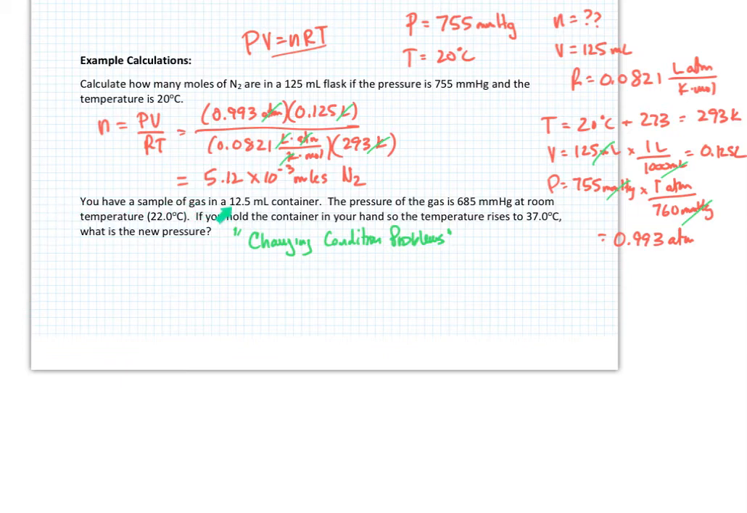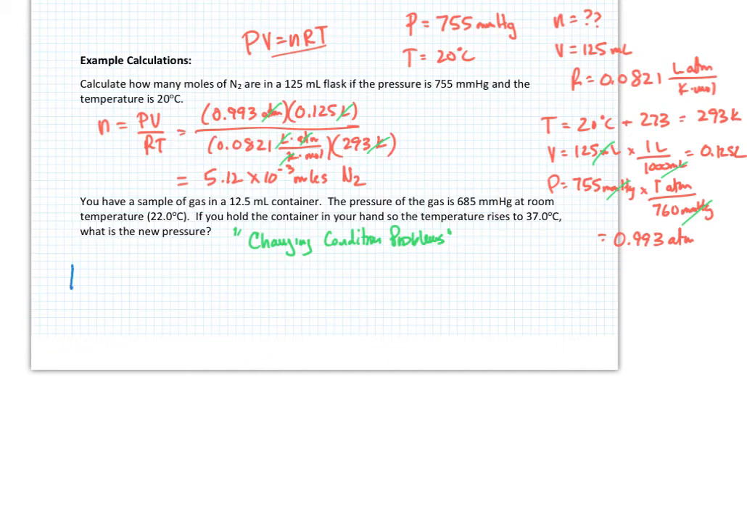So what you notice is you have some starting conditions. You have a starting volume, a starting pressure, a starting temperature, and then you do something to it. You heat it up, you expand the container, you add gas to it, you change the pressure, and then you want to find out what happens to some other variable. So these are what I call changing condition problems. You have some initial conditions, and you go to some final conditions, and you're trying to find out what happens to that gas.